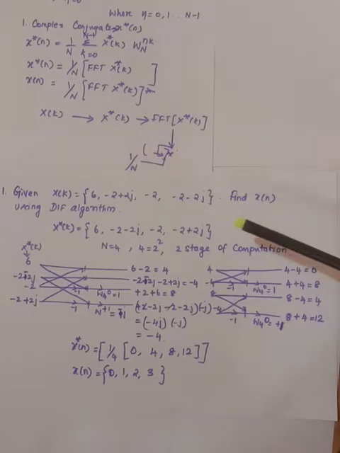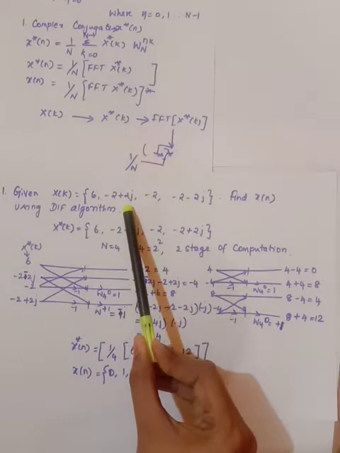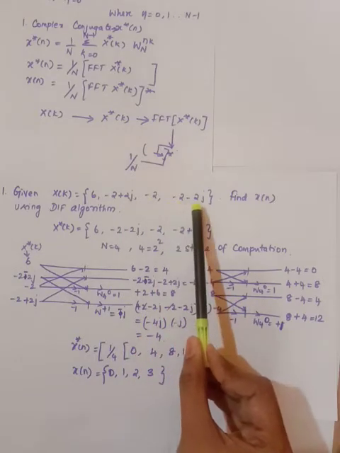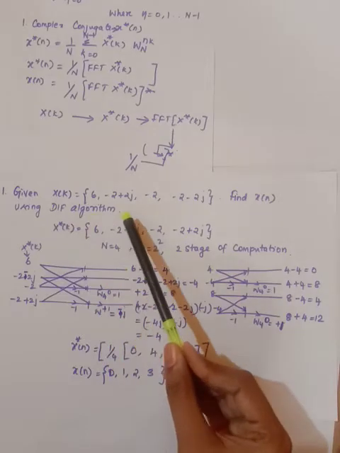Consider this problem. Given is X(k), where X(k) equals 6, minus 2 plus 2j, minus 2, minus 2 minus 2j. We need to find x(n) using the DIF algorithm.